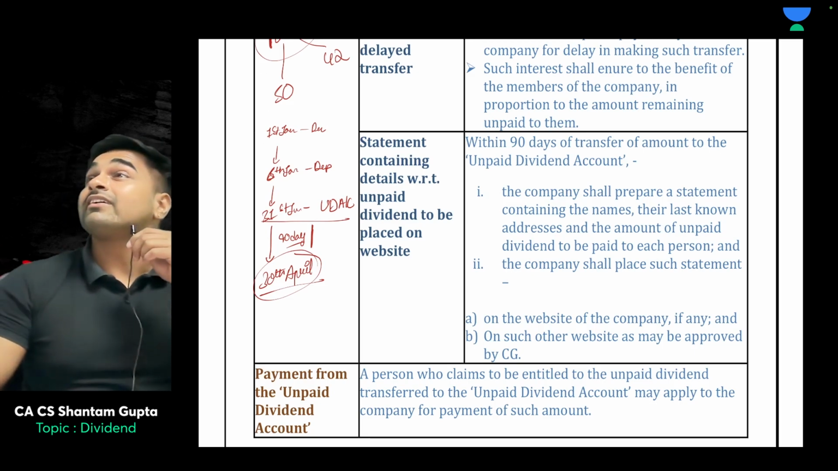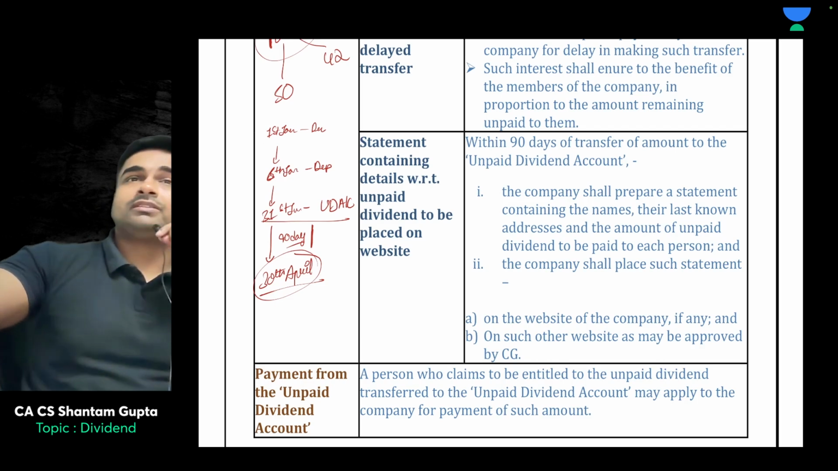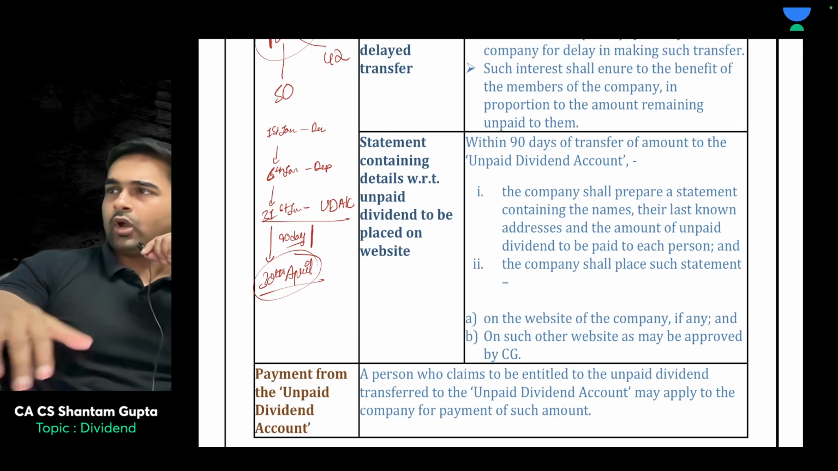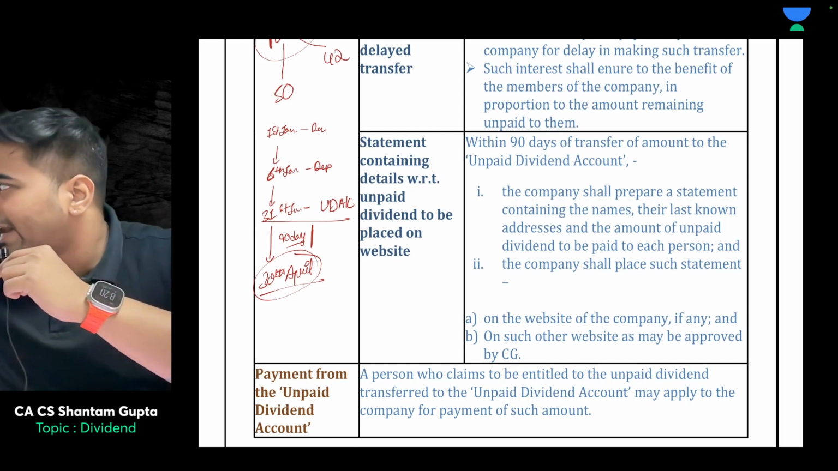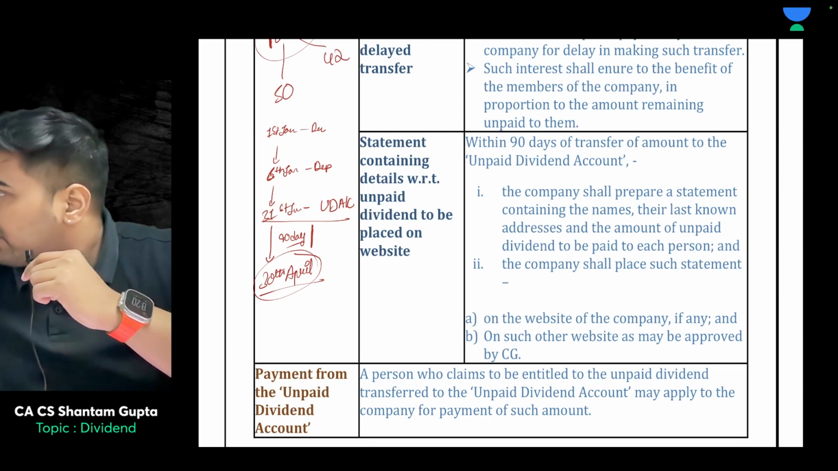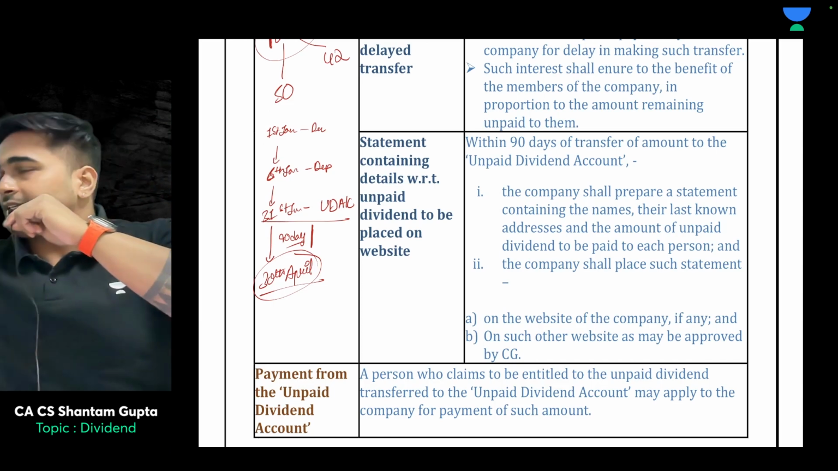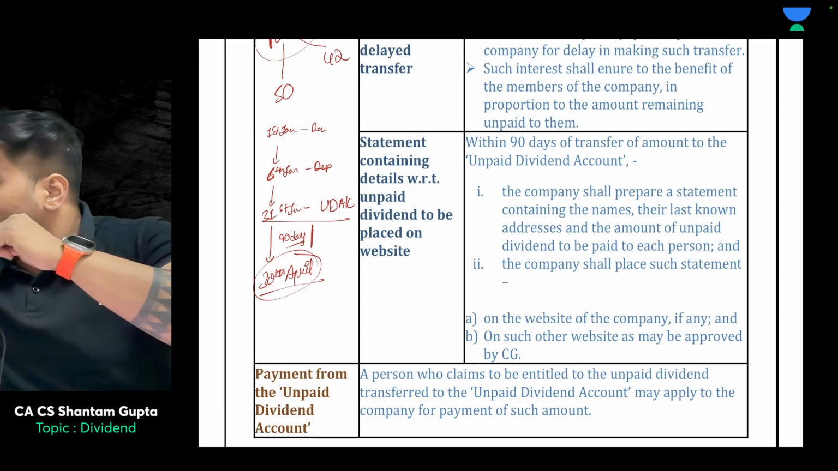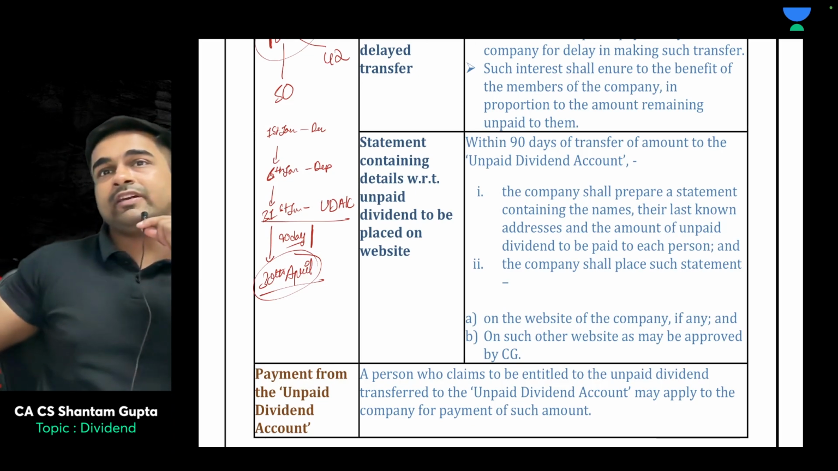Now let's say, this is done, sir. Till here done. We are all on the same page. So what is happening, sir? Once again, dividend declared there. From there, within 5 days, kept in a separate bank account. From there, 30 days, not paid, transfer to unpaid dividend account.